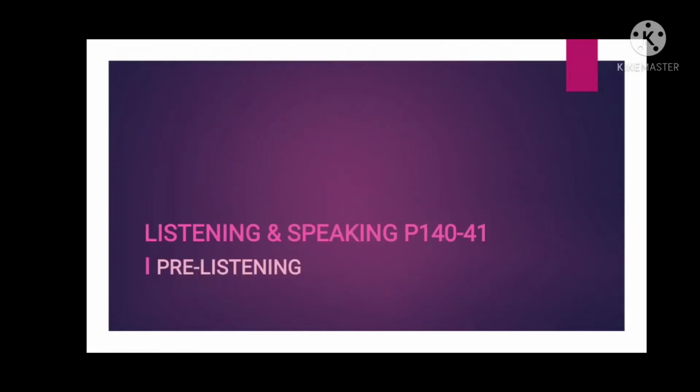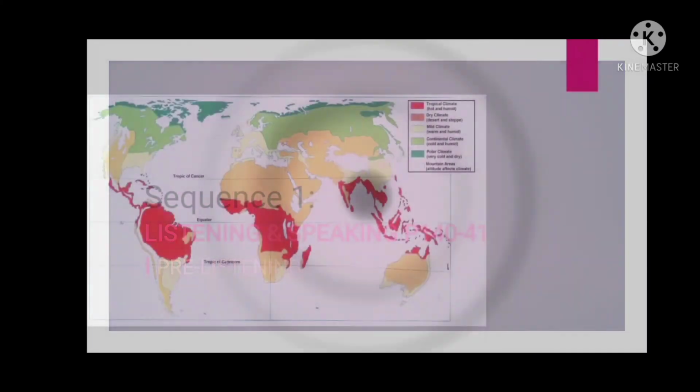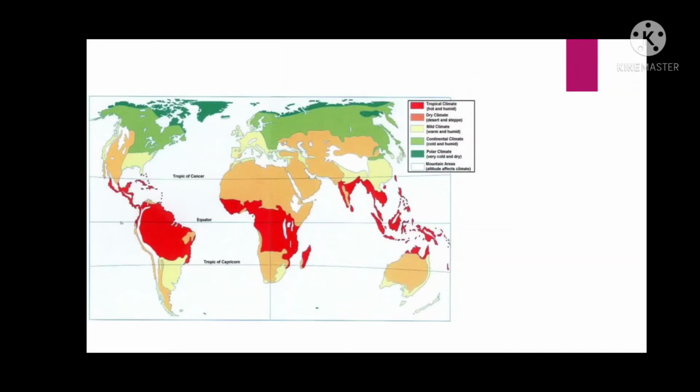Now we move to our first lesson, or let's say the first sequence, which is listening and speaking. Dear pupils, I would like you to take your national books and open your books on page 140 and 141 so that you can follow with me, of course. Let's move on. So we start with the pre-listening phase. Here we are going to start our lesson with a picture. I would like you to look at the picture and tell me what it is or what it represents.